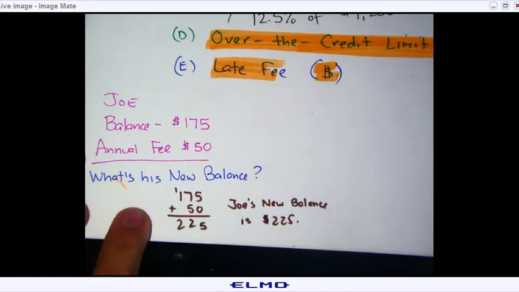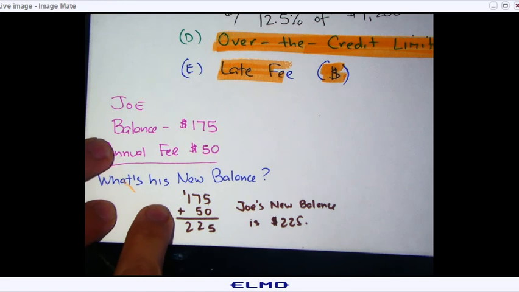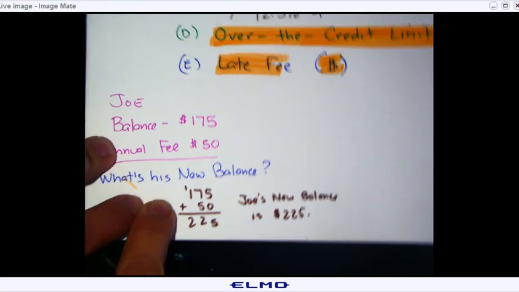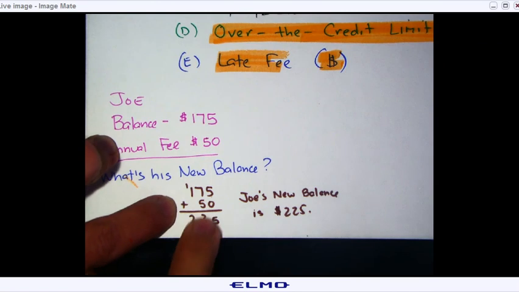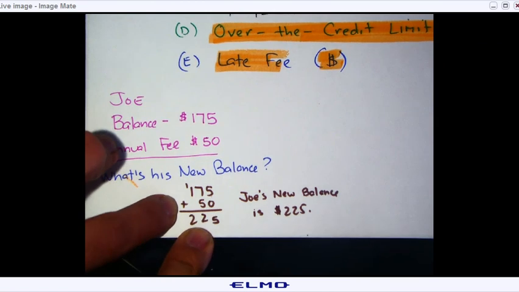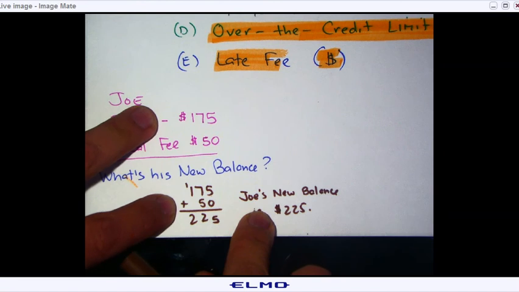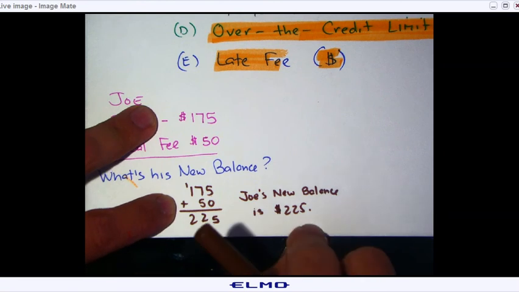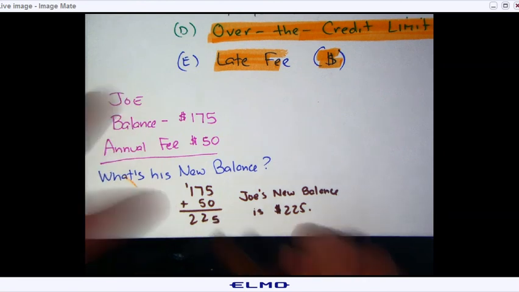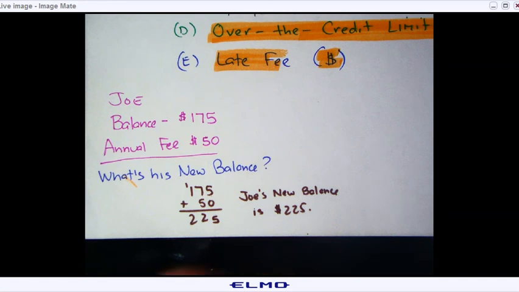So there you go. In order to calculate this, all you have to do is add them. So 175 plus 50 is $225. So Joe's new balance is $225. Okay? That was pretty easy, right?